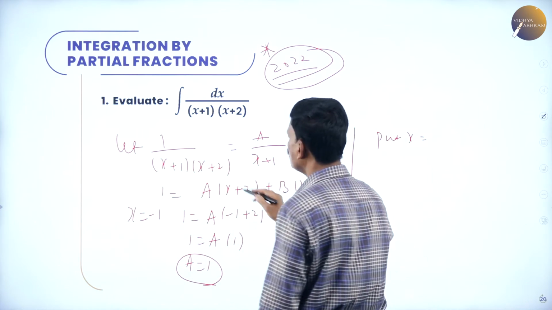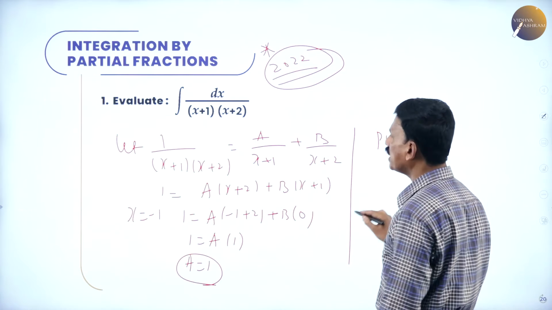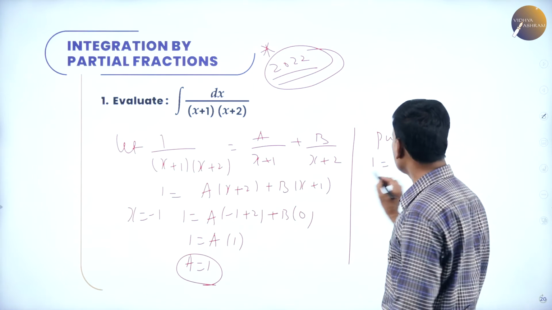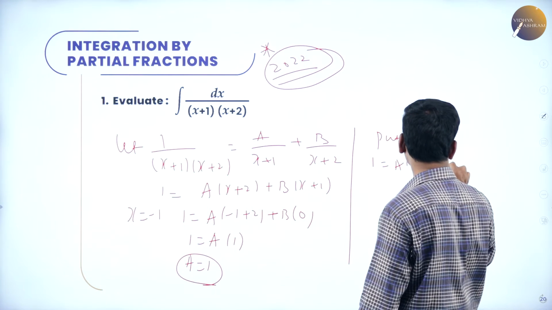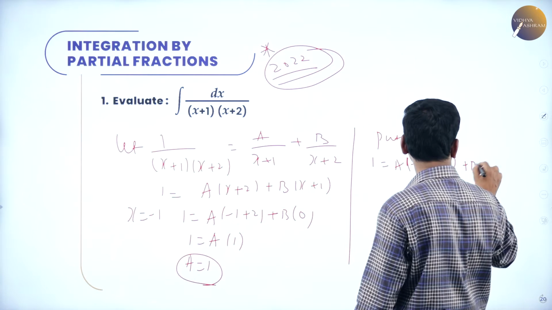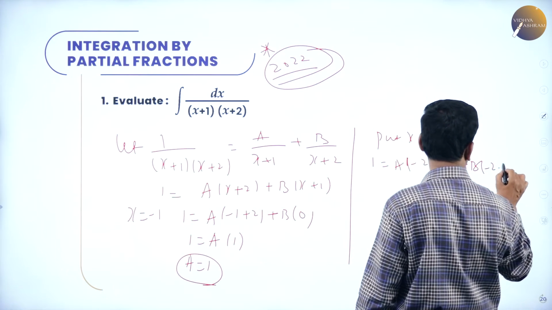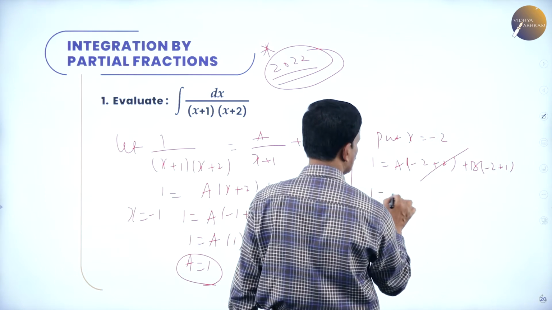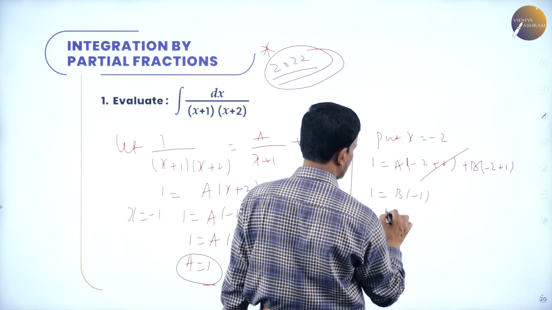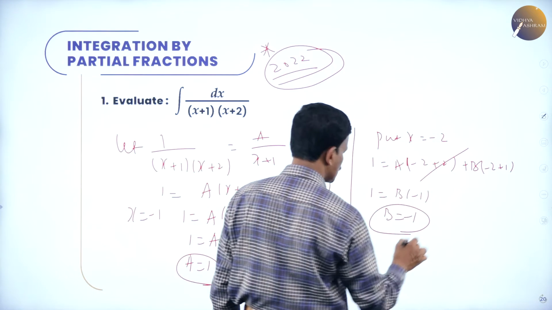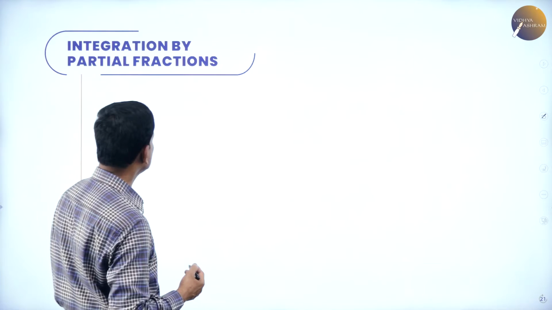Put x is equal to minus 2. Then 1 is equal to a into minus 2 plus 2 plus b into minus 2 plus 1. This gets cancelled. 1 is equal to b into minus 1. Therefore, b is equal to minus 1. So, a is equal to 1, b is equal to minus 1.